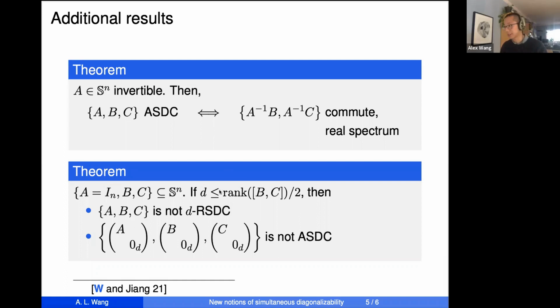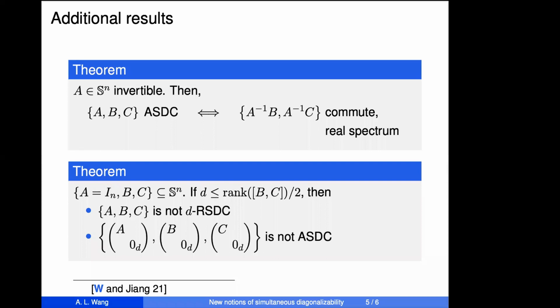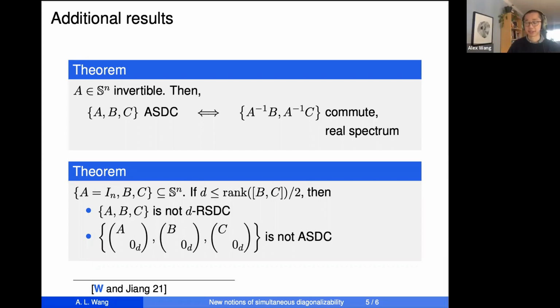Oh, sorry, this is a typo. This should be strictly less than. I see. So this basically means even 3 matrices can be n over 2 RSDC. Yeah, and specifically not n over 2 minus 1 RSDC.